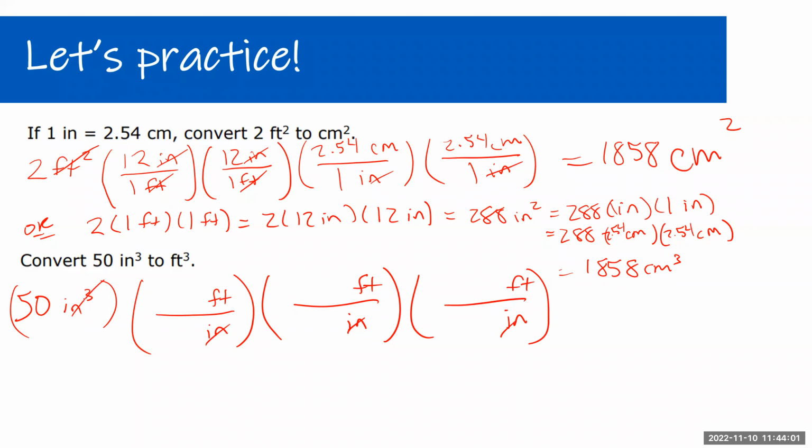How many feet are in an inch? Well, 1/12. So how many inches are in a foot? 1 foot is going to be 12 inches. So if we multiply these across, we're going to get 0.03 feet cubed.